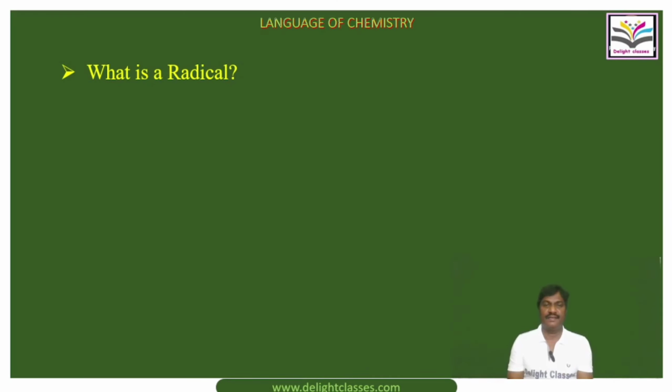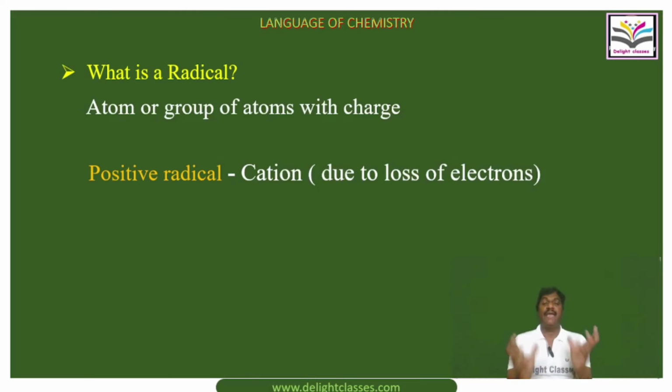What is a radical? A radical is nothing but an atom or group of atoms with charge. Now, that is a positive radical: a radical carrying a positive charge. What does it mean? It lost electrons. So that is called a cation. Example, calcium plus 2. It lost 2 electrons.